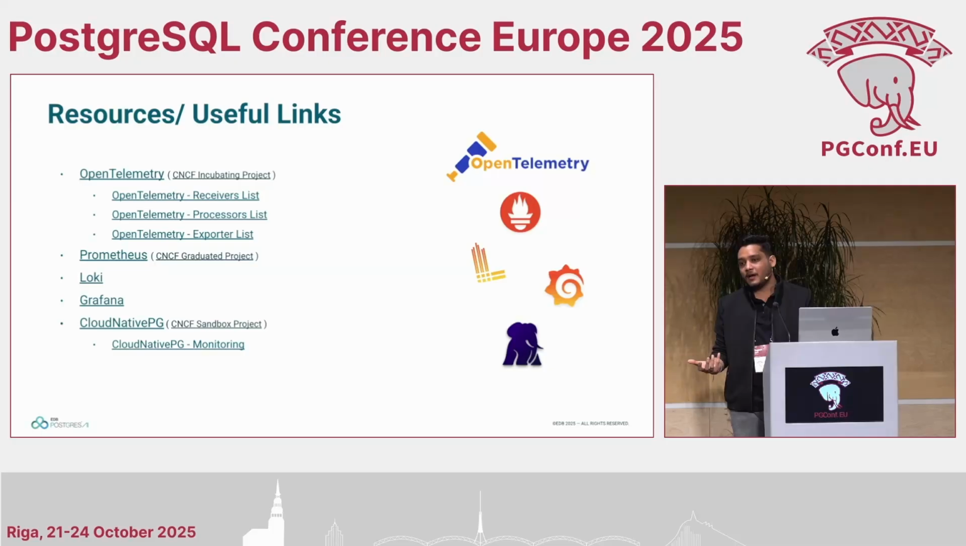And here are some important resource links if you want to better understand OpenTelemetry. Here are some of the receivers which we have. There are some processors, there are some exporters, and then there are Prometheus and Loki.